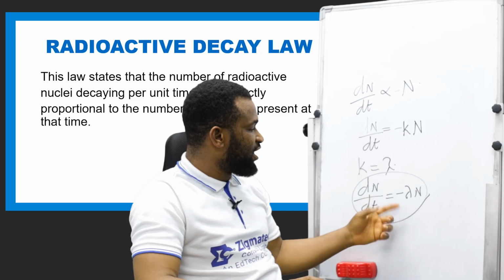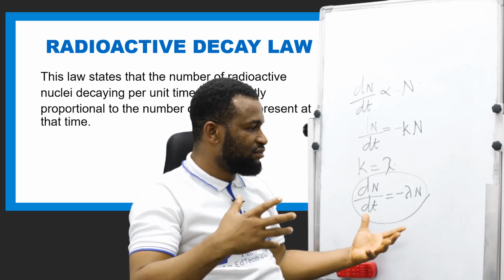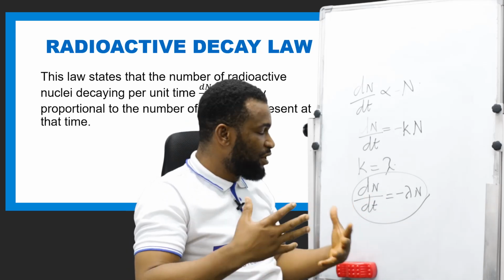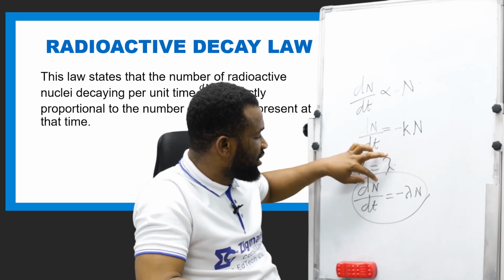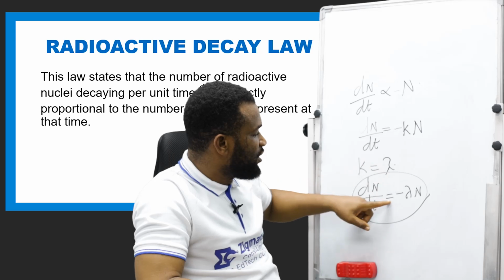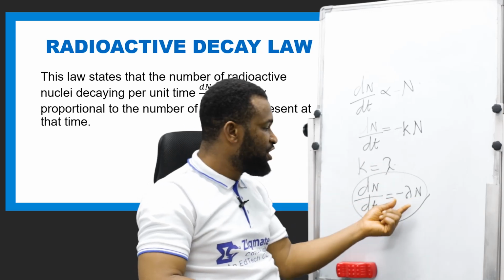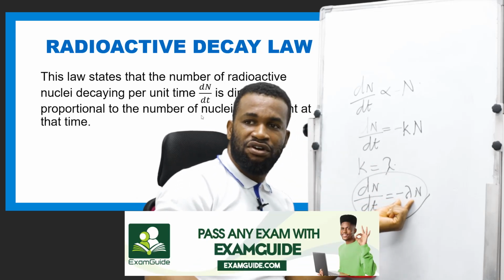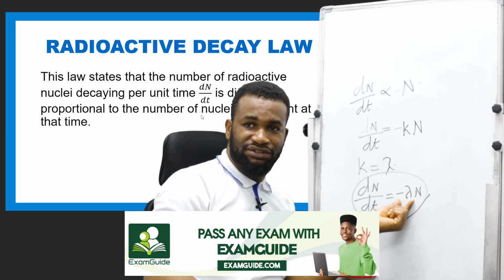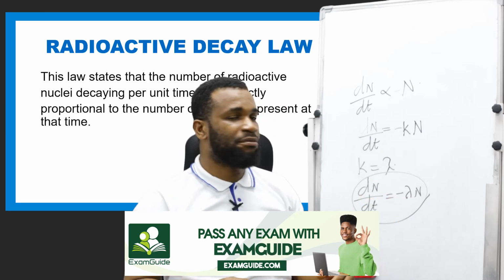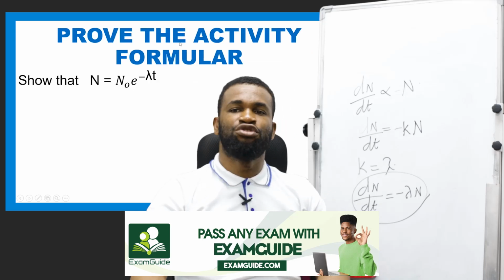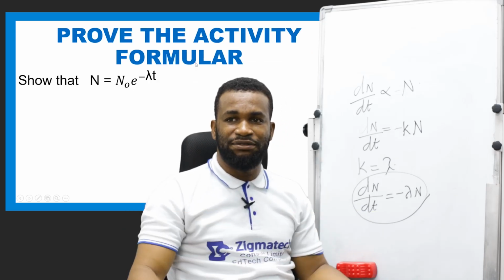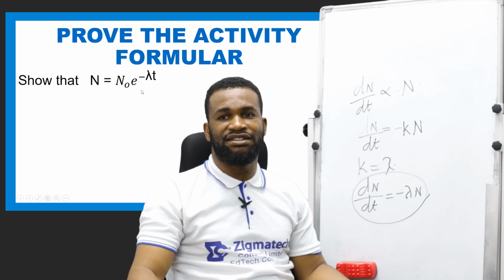So if in this case you are looking for an equation, maybe a question is given to you: the number of quantity decaying at a given time is equal to the number left. If there is a constant of proportionality, which is called the decay constant, we are going into that point. So now we are going to prove that the activity formula is given as this.